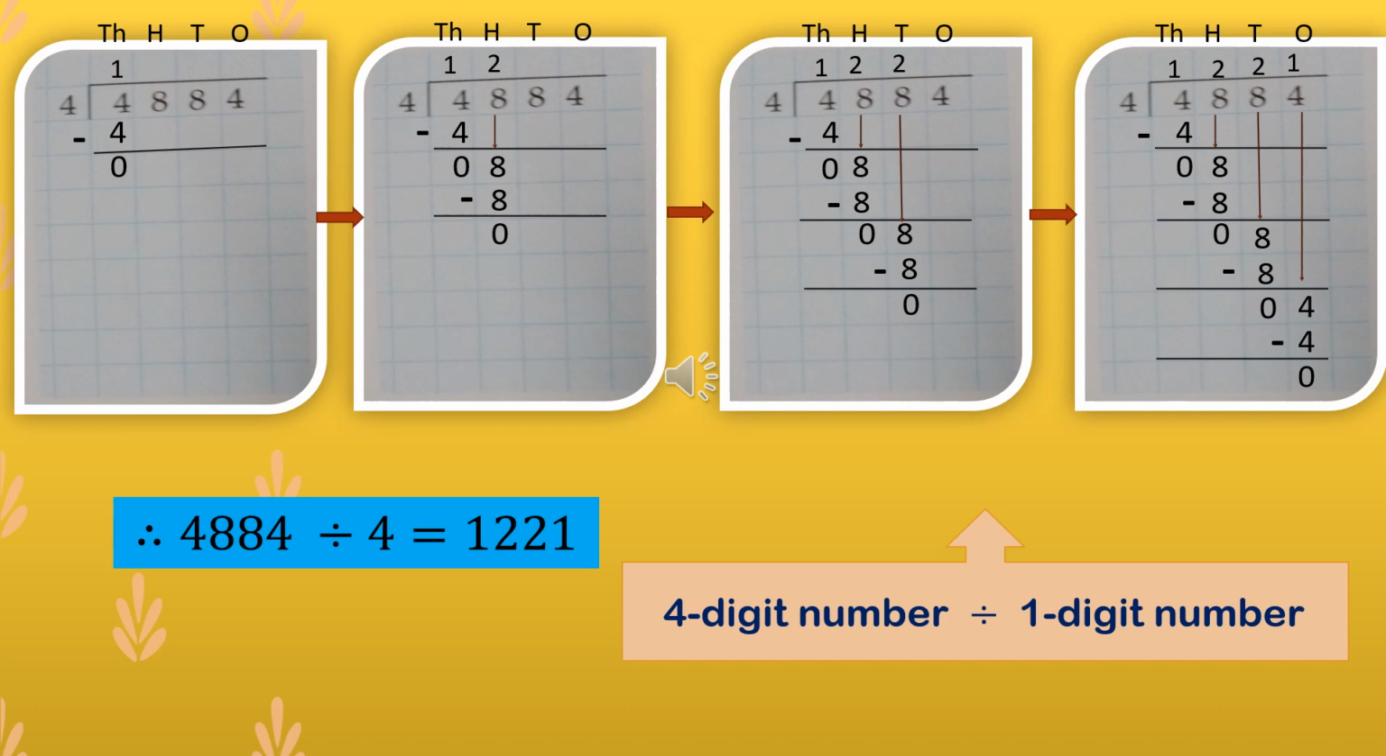Here first we will take the number which is at the thousands place, that is 4. So 4 divided by 4, that is 1. When we divide a number by the number itself, we always get 1 as the answer. So 1 we will write at the quotient place, and 4 we will write just below the number 4, which is at the thousands place. Now subtract it. 4 minus 4, that is 0. Yes. Now let's move to the second step.